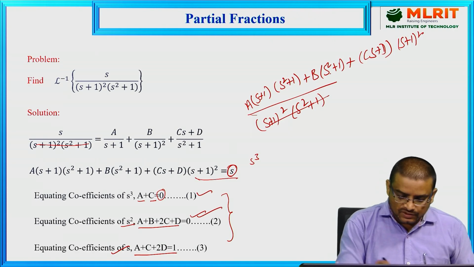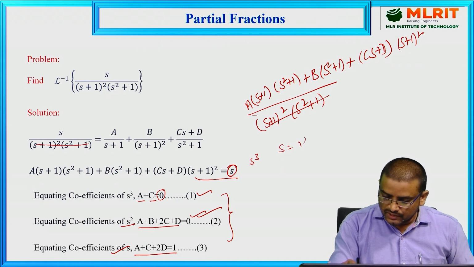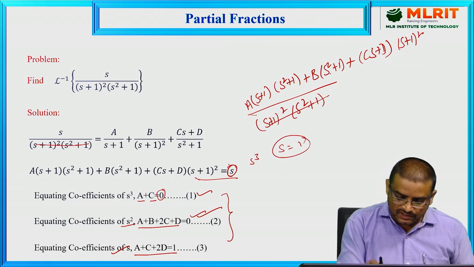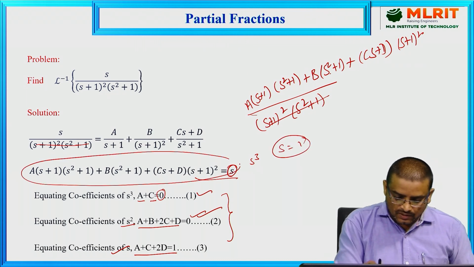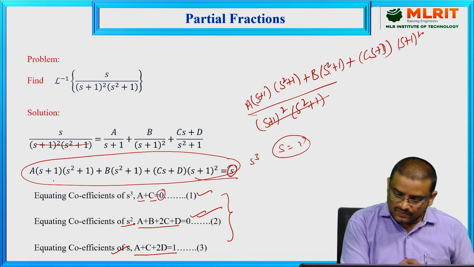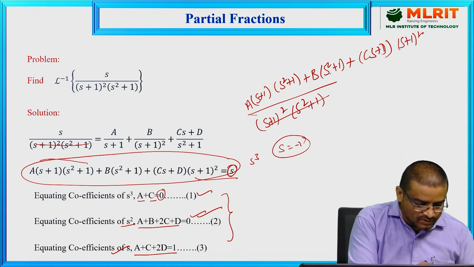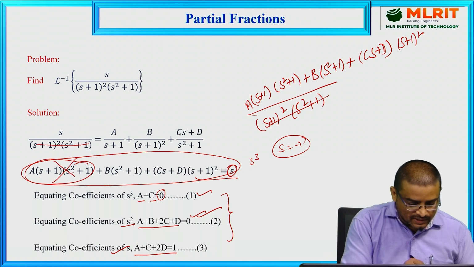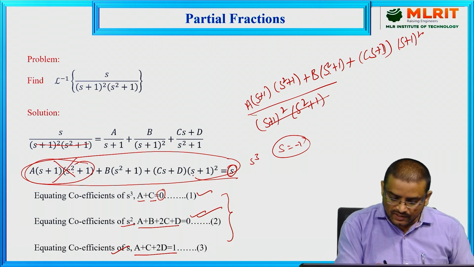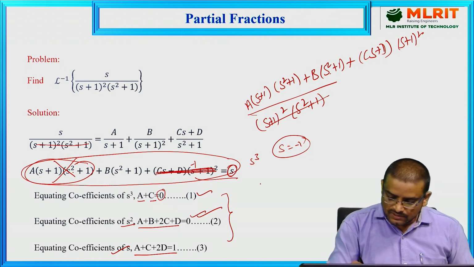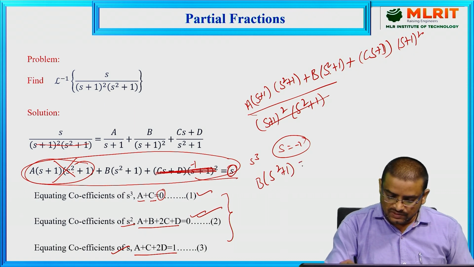Now suppose you substitute s equal to minus 1 in this entire equation. If you replace s with minus 1, this term becomes 0 and we can eliminate it. Here also, if you replace s with minus 1, this term gets cancelled. So the only term left is b of s square plus 1 is equal to s.